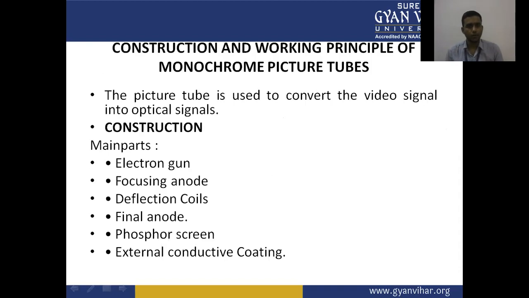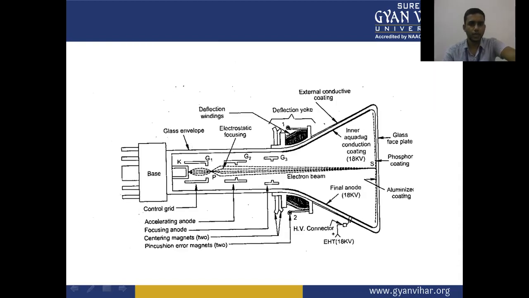The construction of the picture tube has these main parts: electron gun, focusing anode, deflection coils, final anode, phosphor screen, and external conductive coating. So these are the main parts of our monochrome picture tubes. In the next section, we will discuss them one by one.